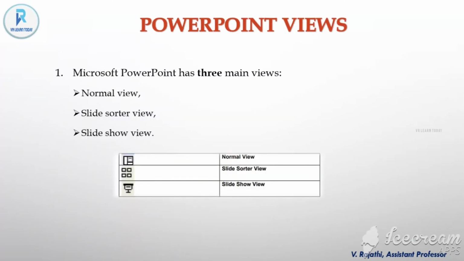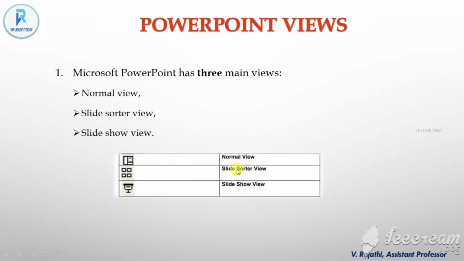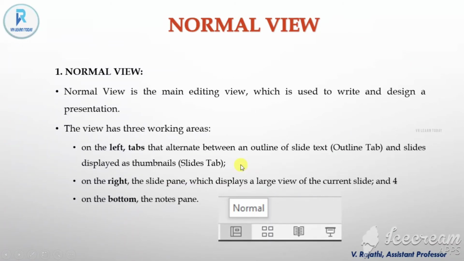So PowerPoint view is nothing but, Microsoft PowerPoint has three main views: the normal view, slide sorter view, and slideshow view. So these three options are available here. Just see here. In the status bar, you can see the slide sorter view and the reading view. This is normal view and the slideshow view. Now we are just discussing this in the slideshow view. Okay, let's see one by one.